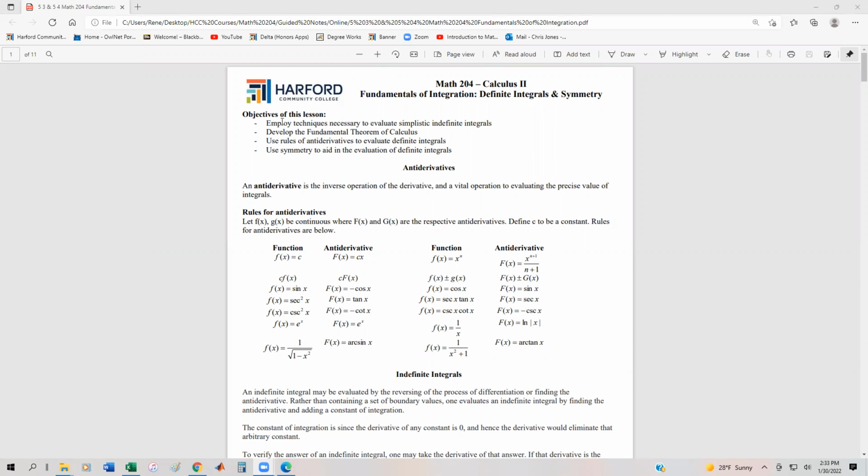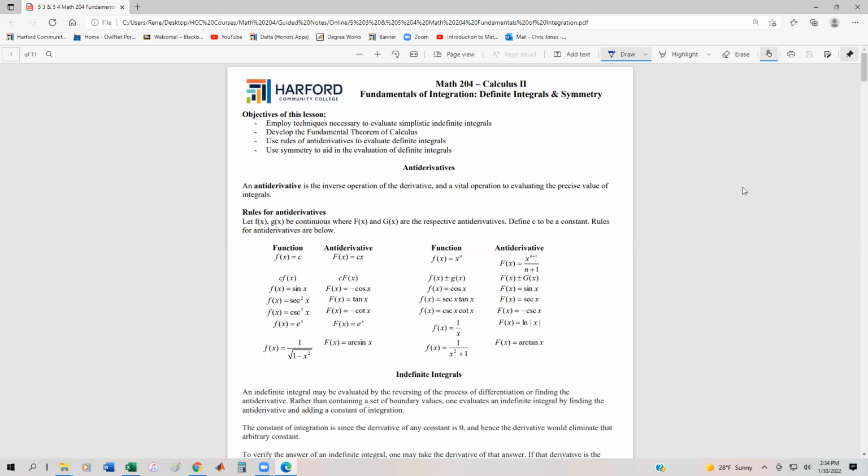So in this series of videos, we're going to make sure that we understand how to evaluate simple indefinite integrals, and we're going to define what an indefinite integral is. We're going to develop the fundamental theorem of calculus. We are going to use the rules for antiderivatives to evaluate definite integrals. And then we're going to take a look at some rules of symmetry to help us in the evaluation of some definite integrals.